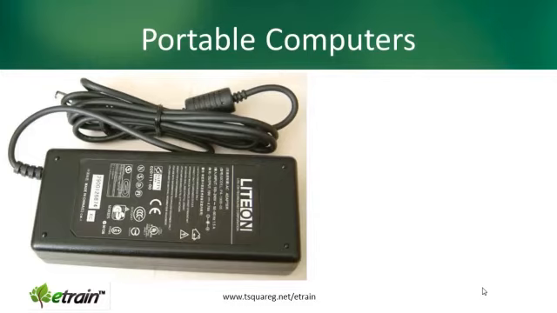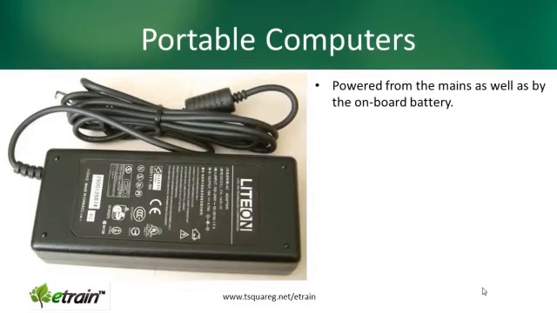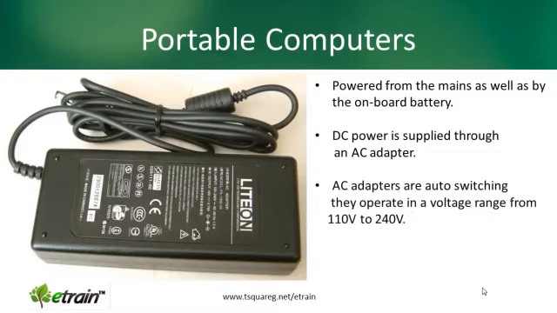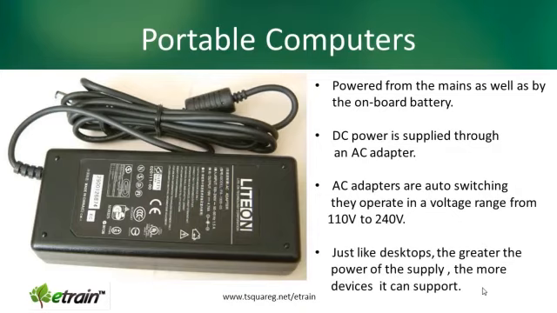When it comes to portable computers, they are powered from the mains as well as by an onboard battery. The DC power is supplied through an AC adapter. There's a typical one on this screen right now. AC adapters are auto switching. Remember what I said about that? It automatically adjusts to the input voltage, and you can see the input voltage range from around 110 volts all the way up to 240. Just like desktops, the greater the power of the supply, the more devices it can support. Again, based on that, power is equal to voltage times current.